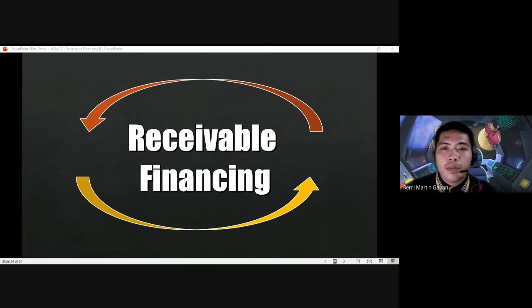Okay. So, continuation of our discussion on receivable financing. We're already bound to discuss discounting. Before we proceed with discounting, let me have a recap of the first three receivable financing types: pledging, assignment, and factoring of accounts receivable.